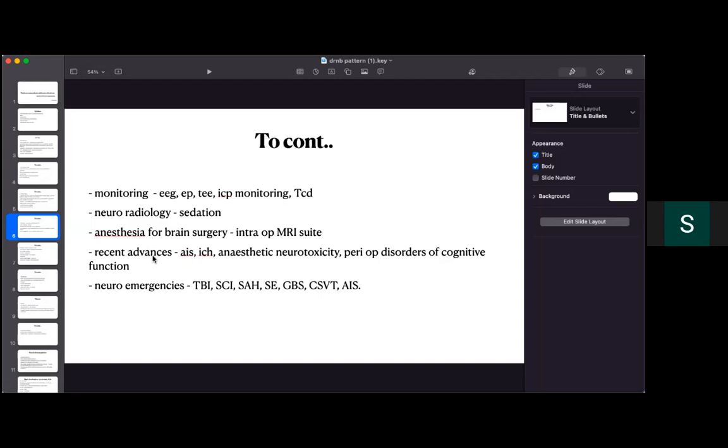Subhajit, MEP was also given, I think. MEP was given. One of the questions was on MEP. Yeah, MEP is asked.